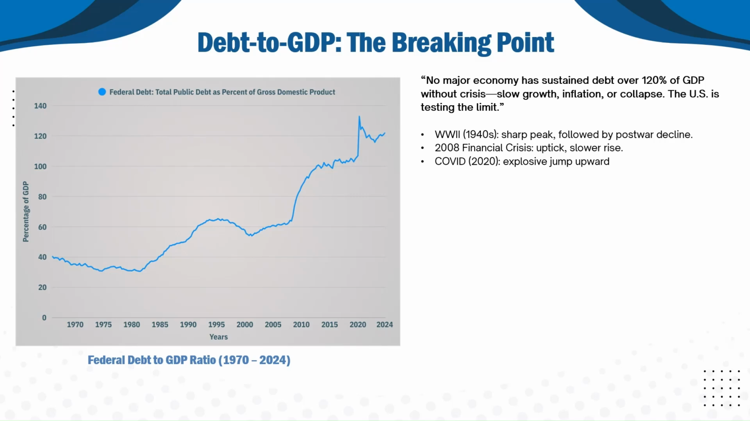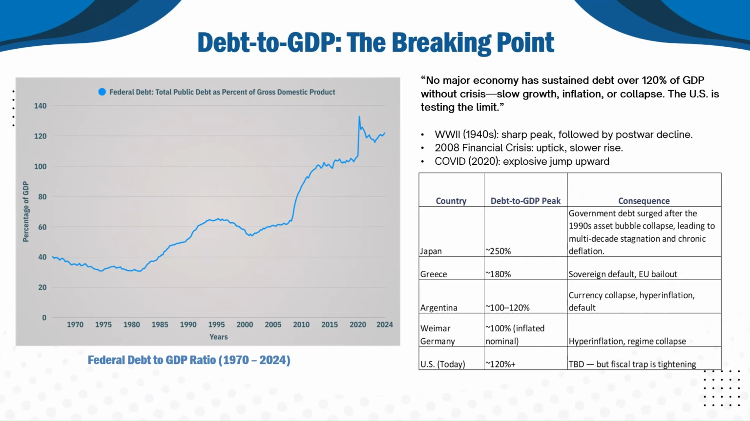Now on the right, you see a table of several countries that have crossed similar thresholds and the consequences that followed. Now, this table is just a list of a few examples, but there are many other countries that are not on this list, but the pattern is clear. No major economy has sustained a debt to GDP above 120% without experiencing serious consequences, whether it's currency collapse, hyperinflation, sovereign default, or decades of stagnation. Now the US is standing at the same threshold that has crippled many other nations.